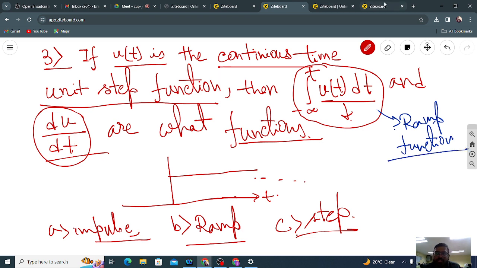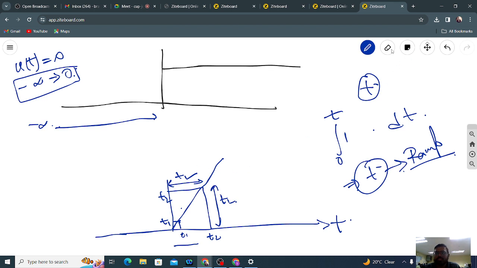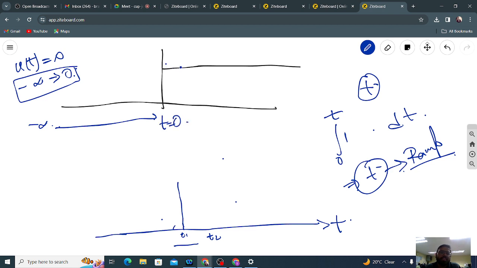Similarly, from the intuition, if we just do a differentiation, what is the differentiation point here? The u(t) starts from a particular point, t equal to 0, and then it again becomes constant. So the differentiation value will be 0 at this point, because there is no change of the function value here, and also there is no change after t equal to 0.